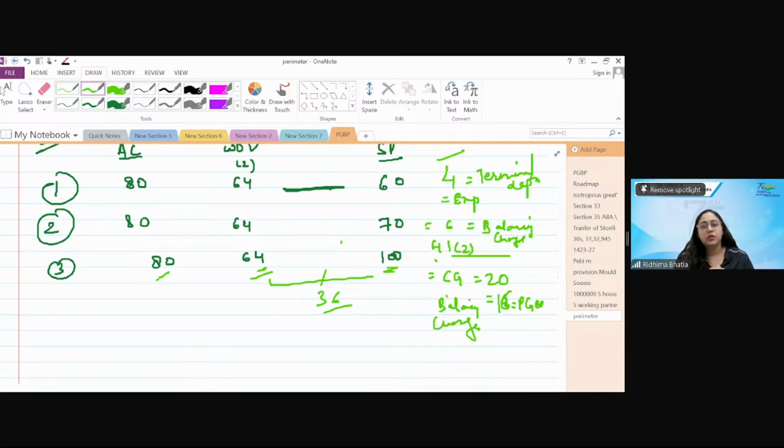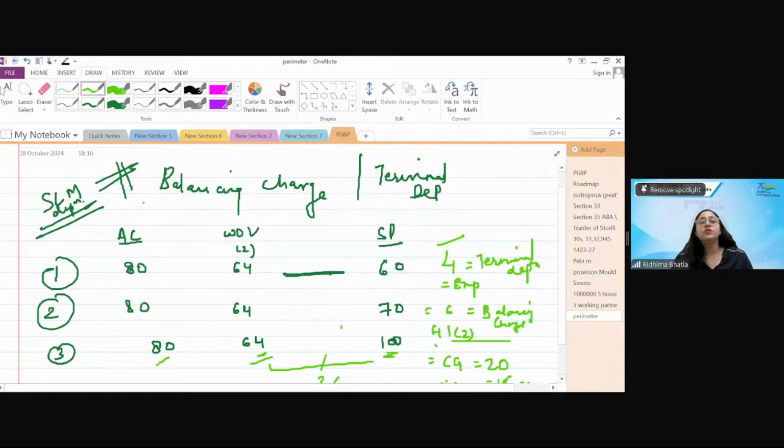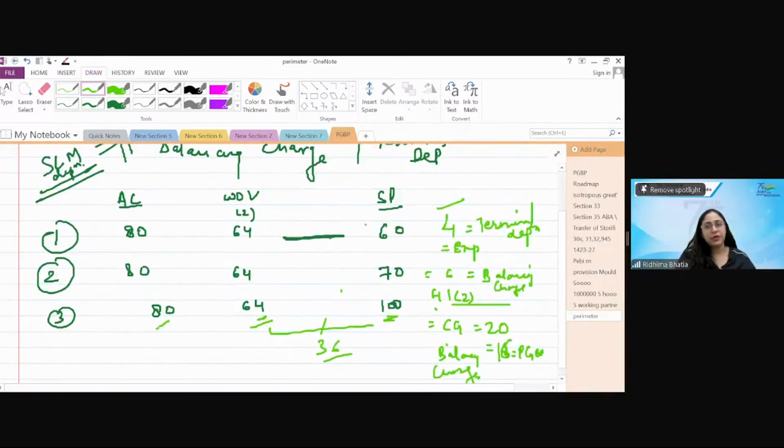Any doubt? In the concept of balancing charge and terminal depreciation, this only comes when SLM method is used for electrical companies, which is into power generation and distribution business. You want to note this example? Please note it, you can write it, whatever.